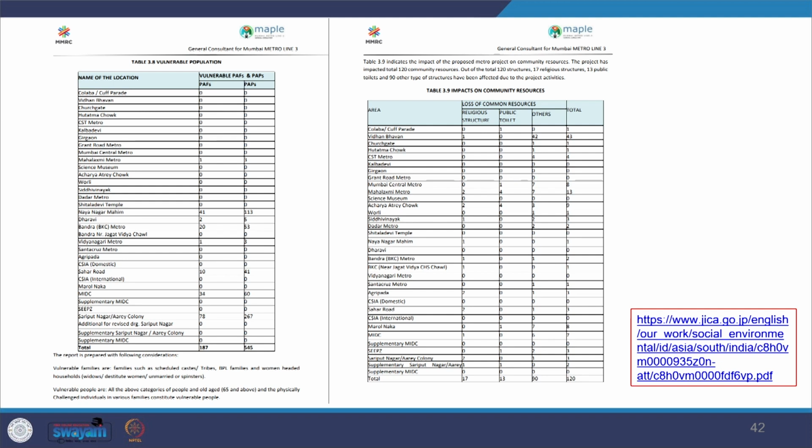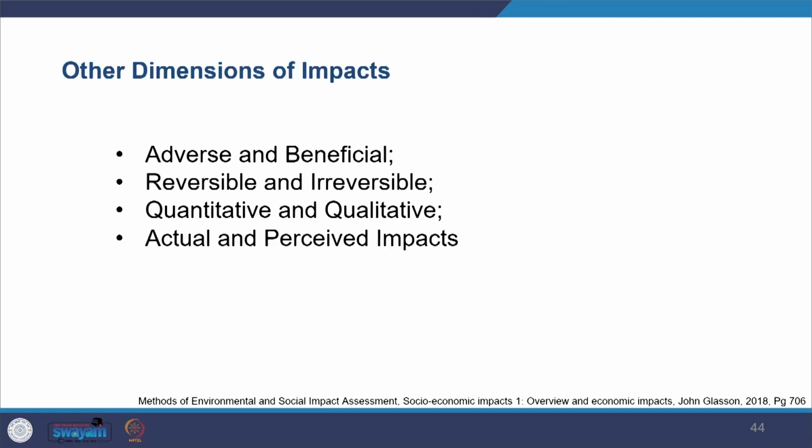And then you're also looking at how it is impacting the community resources. Apart from this, while dealing with scoping, you might also have to consider whether the impact would be positive or negative, whether it will be reversible or irreversible, and whether it will be quantitative or qualitative. Can you capture that in a qualitative manner, or in a quantitative manner? And then you also need to look at what is the actual impact and what is the perceived impact. So all that also needs to be considered.